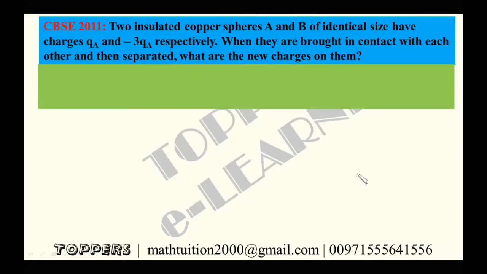Clear? Next question, it was a question of the CBSE board exam in 2011. Two insulated copper spheres A and B of identical size, same shape, size, material, everything same, have charges QA and negative 3QA respectively. When they are brought in contact with each other and then separated, what are the new charges on them? Pause it. Do it.